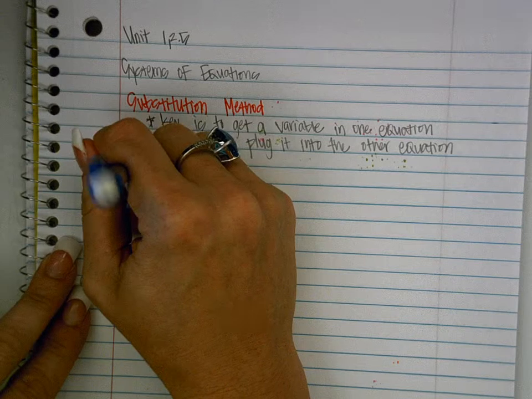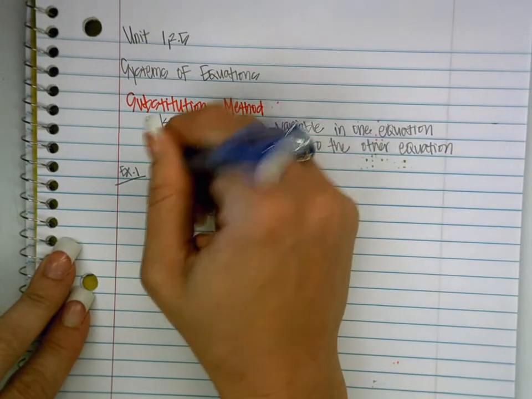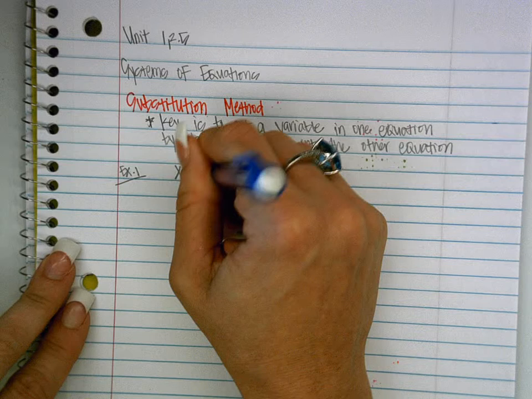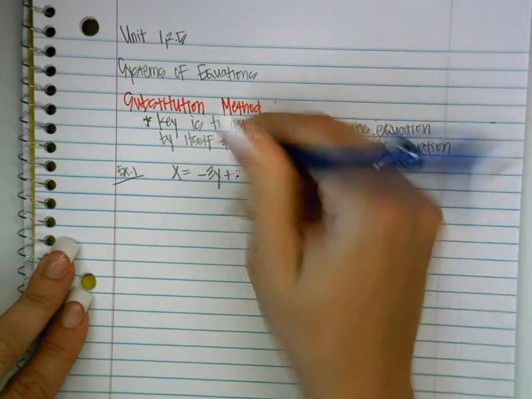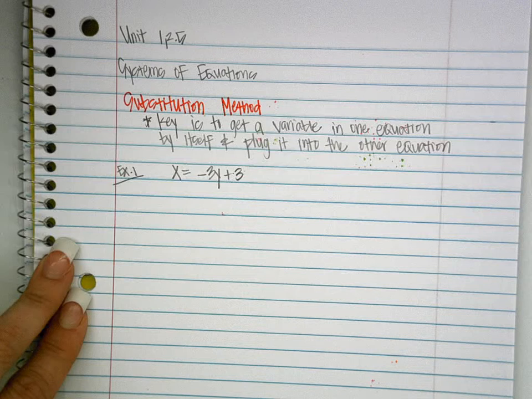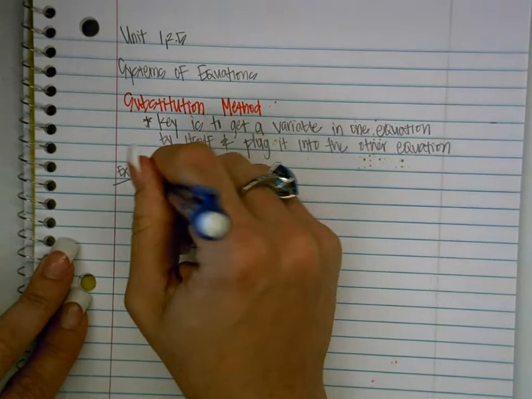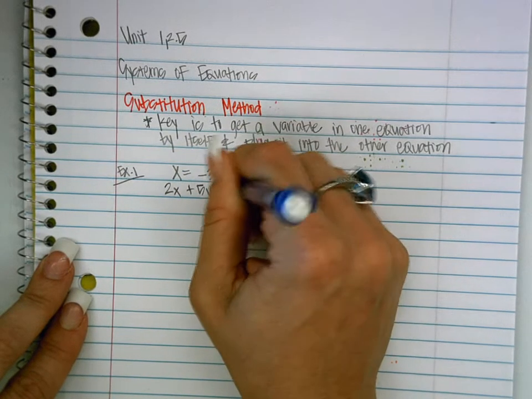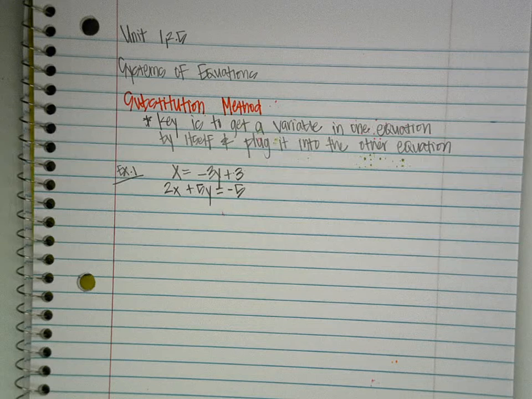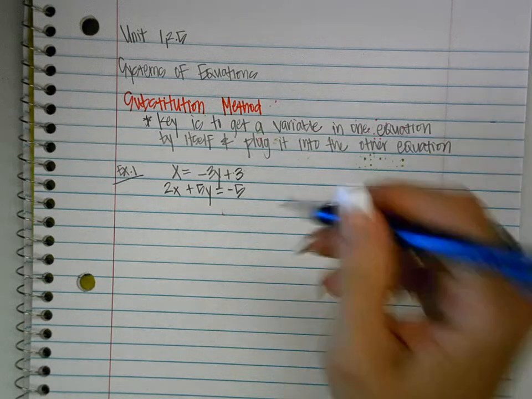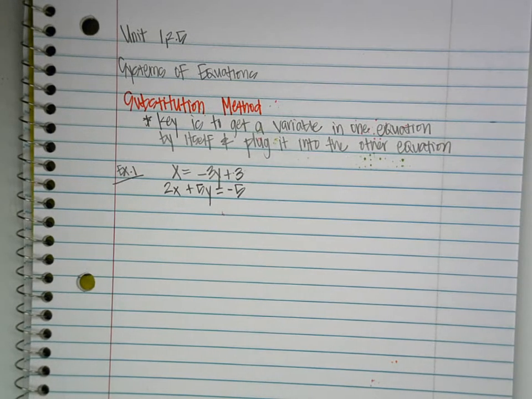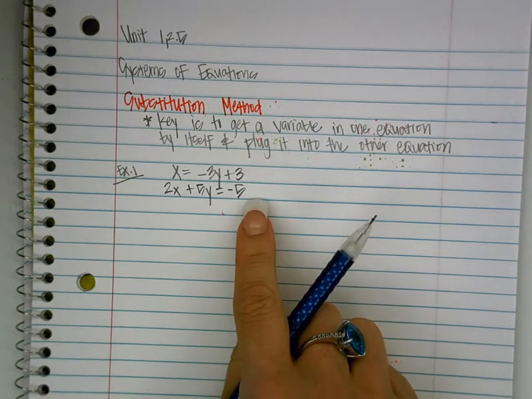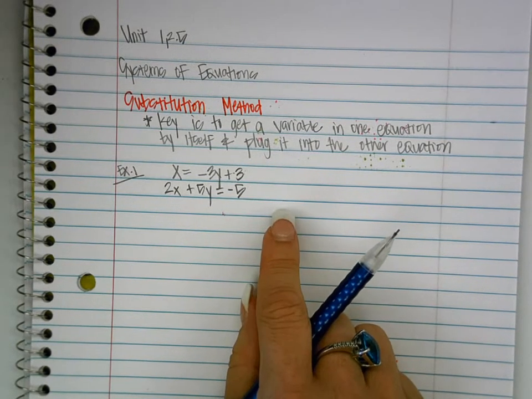So you're going to see problems that look like this. For example 1, if I give you that x is equal to negative 3y plus 3, and your other equation is 2x plus 5y equals negative 5. Now, I know they don't look like them right now, but these actually are 2 equations of lines. They're not written in y equals mx plus b form, but these are the equations of 2 lines, and we want to figure out where these 2 lines would intersect with one another.